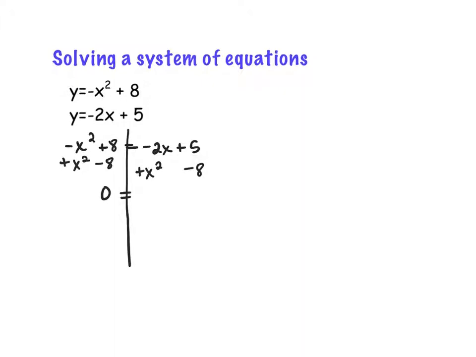Now, here's where you need to be careful. I added an x squared to the right side, but I don't have another x squared to combine it with. So I'm not going to combine it with anything. I'm just going to write it. Same thing with the negative 2x. There is no other term on this side that just has an x, so I'm just going to drop it down. Don't combine unlike terms just because they're sitting in the same place. And then I'm going to combine 5 and negative 8 to get negative 3.